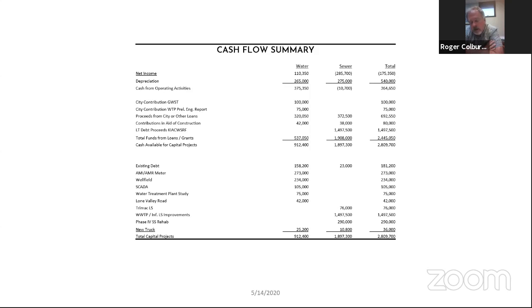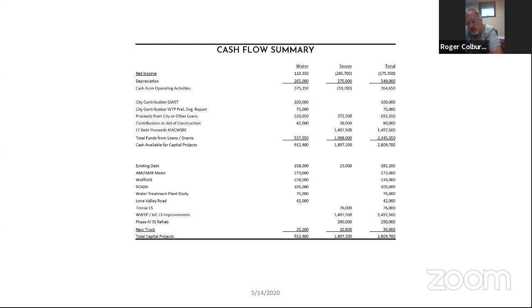Now on that, when I added the depreciation back on the sewer, I deleted the amortization cost for that sludge. I didn't add that back in there because I figured that was gone. We've already spent that. So you can see the next line is what we call cash from operating activities. And we're not really generating any cash at all off the sewer system since we've got such a deficit. On a combined basis, we are generating $364,650.